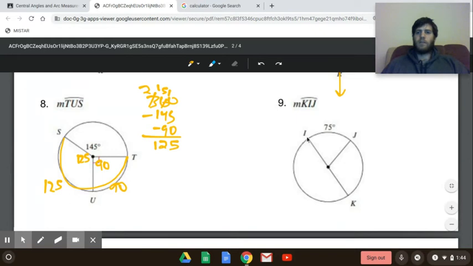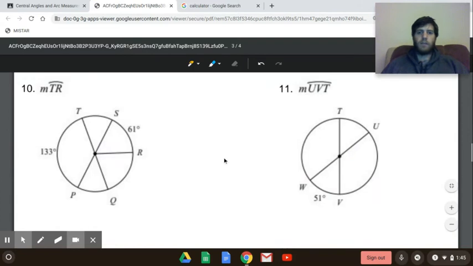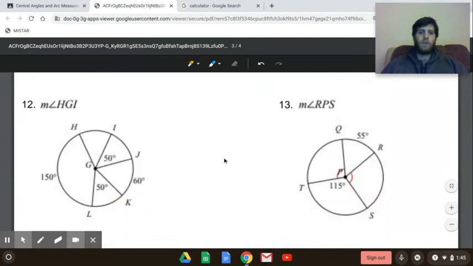Okay. KIJ. So again, this is 180. Right. So KIJ is just going to be 180 plus 75. Right. And again, 10, 11, same sort of thing. 12, 13. Again, this one, we know they all add up to 360. Right. So we could do 360 minus 150 minus 50 minus 60 minus 50. Right, that's minus 260. That's going to leave you with 100. So we know this one has to be 100 and 100 for angle.